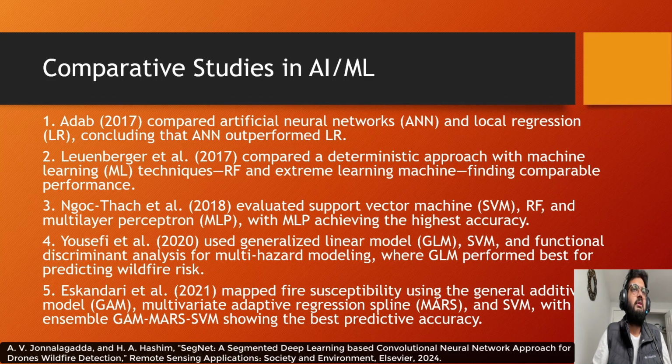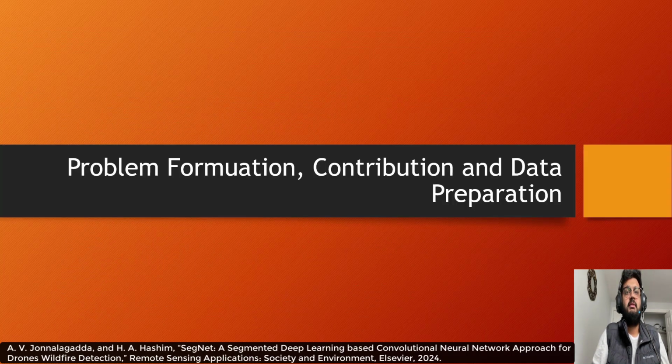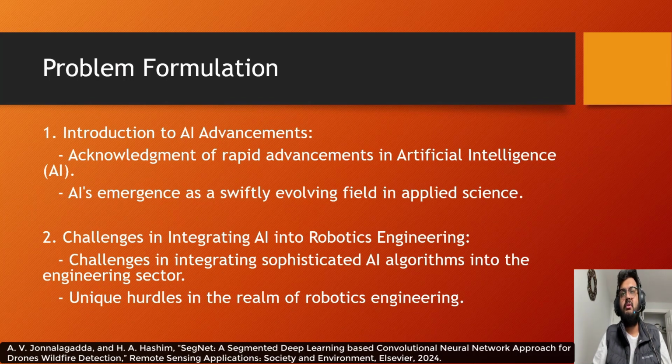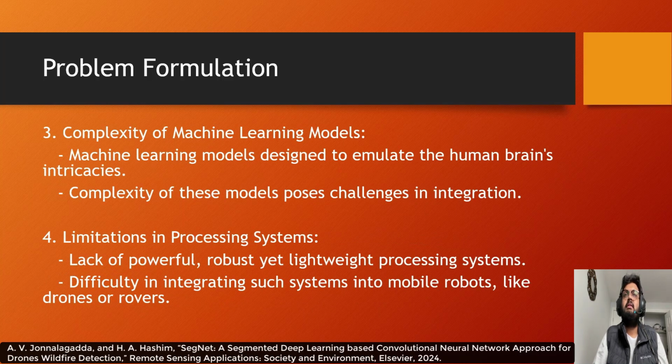Let us now talk about the introduction to AI advancements and challenges in integrating AI into robotics engineering, especially in drones. The rapid evolution of artificial intelligence has positioned it as one of the most dynamic fields in applied science. However, as researchers endeavor to replicate the complexities of the human brain, they have developed highly sophisticated algorithms that pose unique challenges, particularly in their integration into the engineering sector. In the domain of robotics engineering, the challenges become pronounced. A major obstacle arises from the complexity of machine learning models, demanding robust computational processing. The current technological landscape grapples with a critical limitation: the absence of powerful yet lightweight processing systems suitable for seamless integration into mobile robots such as drones or rovers.